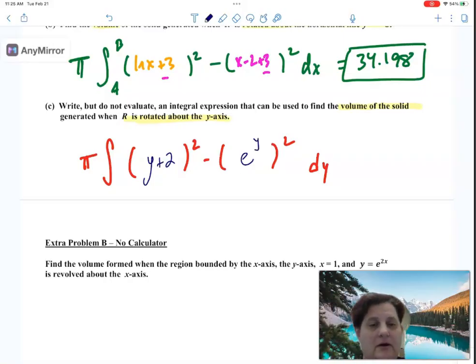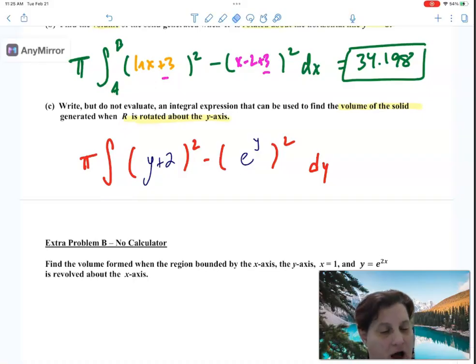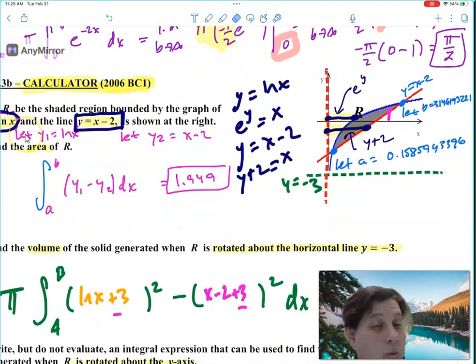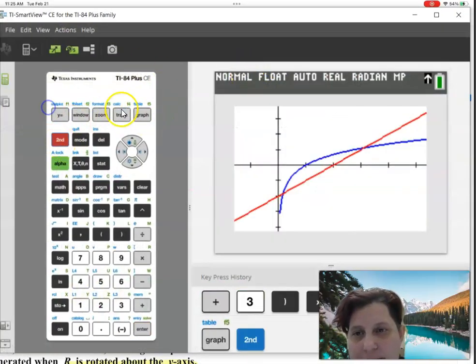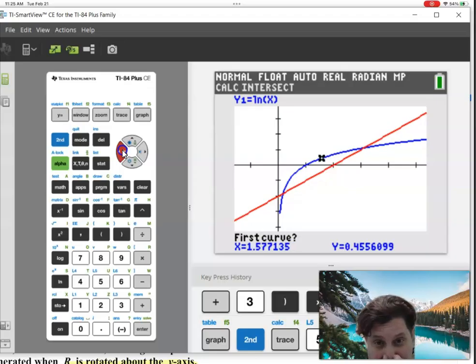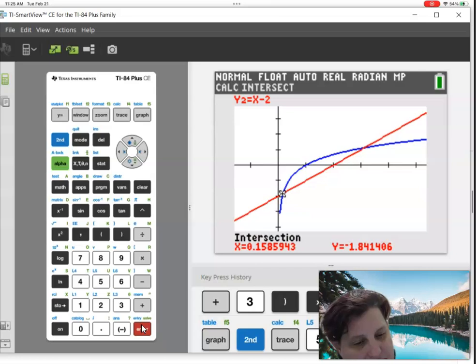Now the other thing we talked about is we do have to have endpoints here. And the problem is I don't have my y coordinates. I just wrote down a and b, but I don't have my y values. If I go back into my calculator where I was graphing and calculate this intersection point, let's go to this one first because we go bottom to top anyway. 1, 2, 3, and you see it's negative 1.841406, and that's the y value.